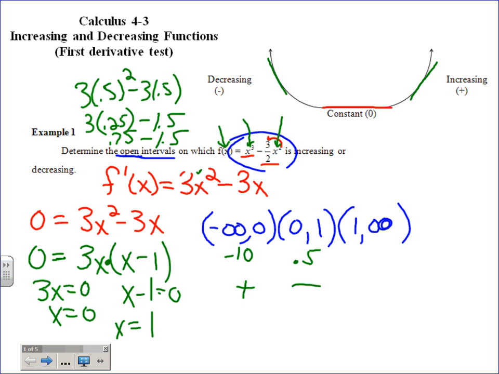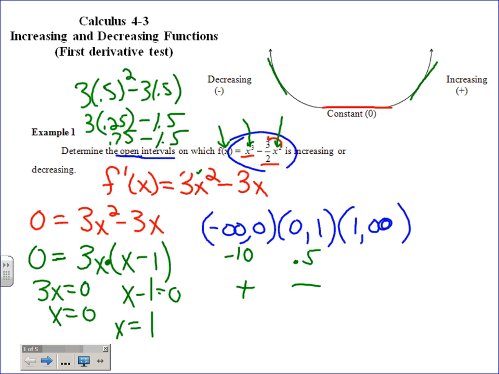Did it change direction? At 0, it changed direction. So not only is 0 a critical value, it is an extrema because it went from increasing to decreasing. When you see the graph, this will all make sense. Trust me. Those of you that are still a little sketchy.